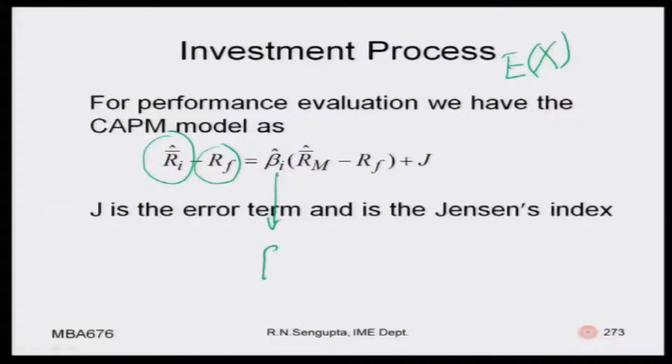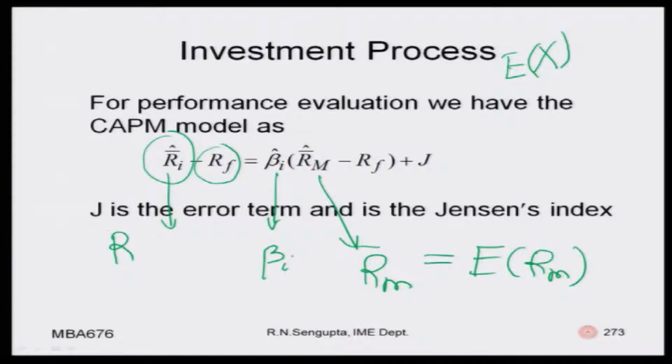If you had the actual population, this beta would have been the actual beta I, and this RM would have been the actual RM, or in the actual sense the expected value. Now, if the left hand side has E of RI and the right hand side has beta I and E of RM, and they exactly match, then we will say the beta is equal to 1. That means the market is exactly equal to the stock or the portfolio or vice versa. Even if it is not, still the beta value would be there.